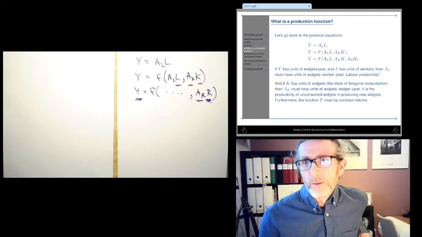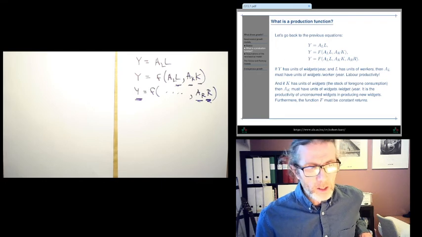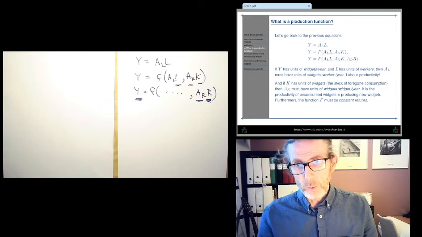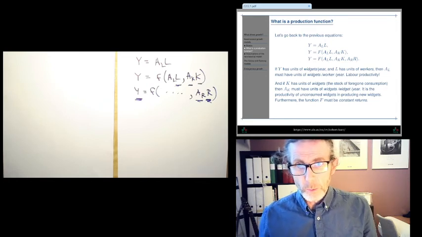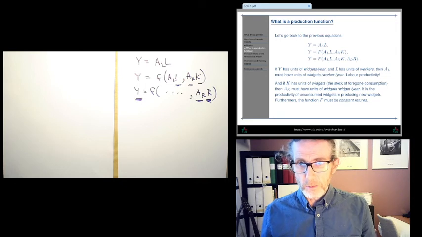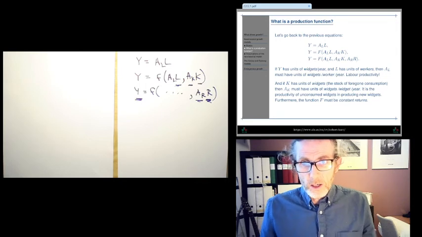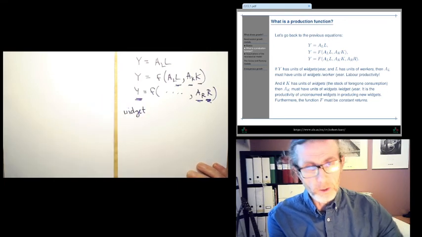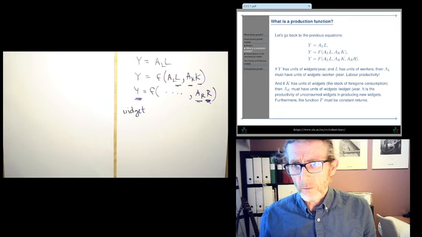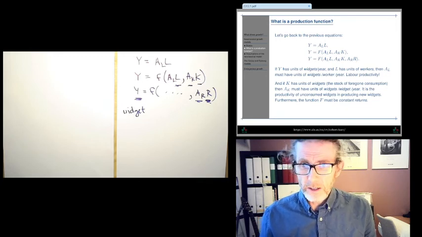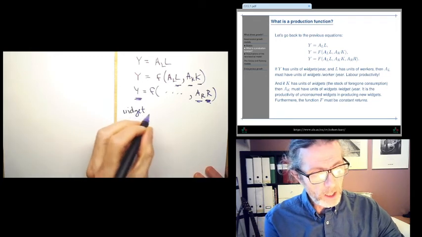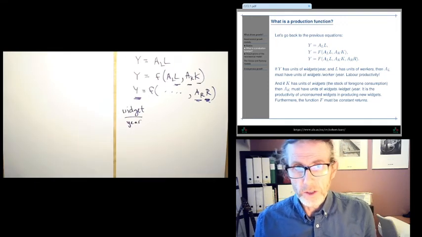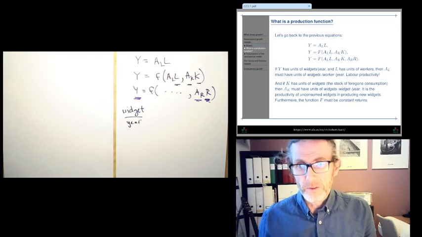Let's go back to the previous equations. We need to come up with some units for Y. So what are the units of our product, Y? This is a production function. We're not producing money, we're producing a good. What are we going to call this good? We're going to call it a widget. This is a placeholder for some kind of good. But is that the unit of Y? Typically not. Typically Y would be widgets per year. It's the flow of widgets coming out of our factories.